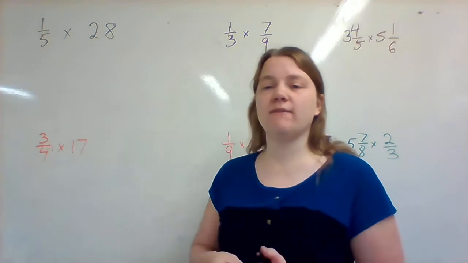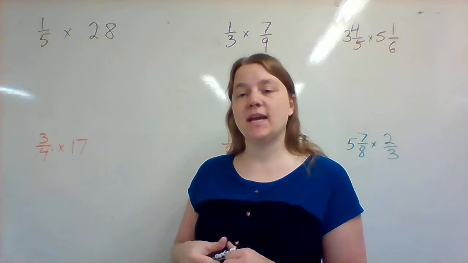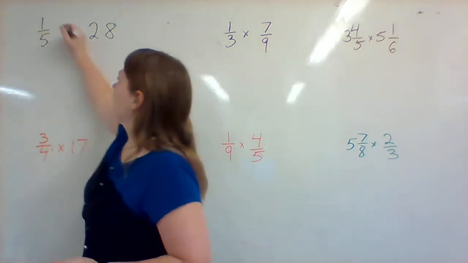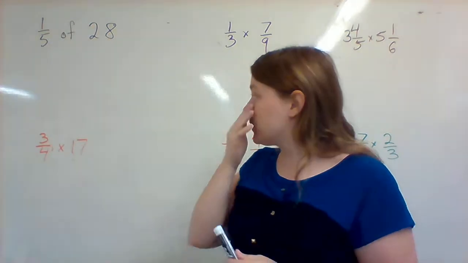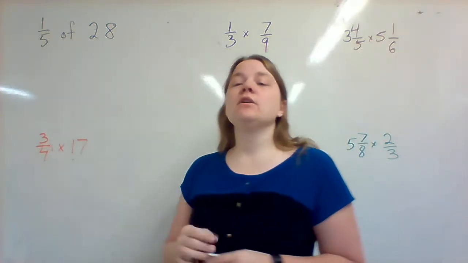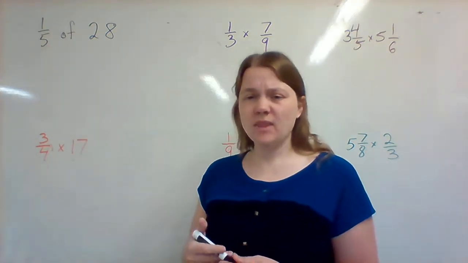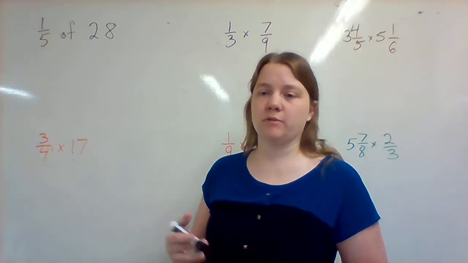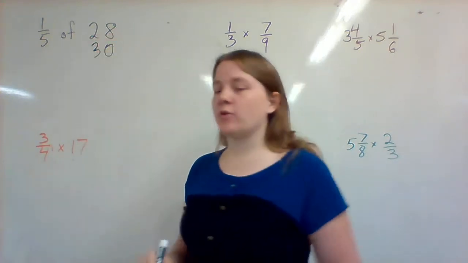So we have 1/5 of 28. Or this actually says 1/5 times 28, but a lot of times it can help if you think of the multiplication sign as the word of, because that is another way to say it. So when we have 1/5 of 28, we need to round 28 to a number that can be easily divided up into 5 pieces. And 28 is really close to 30, so that's going to be a really easy number to work with, because I know that 30 can be divided by 5. So instead of 28, I'm going to think of 30.